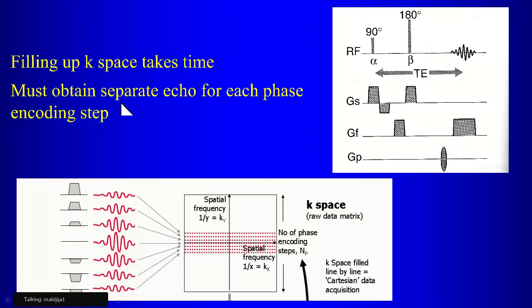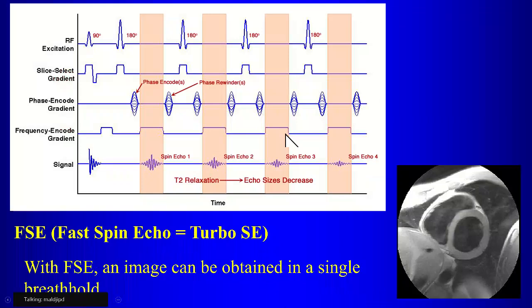So filling up K-space takes time because we have to obtain a separate echo for each phase encoding step, right? So it's all of the phase encoding steps that we have to go through that takes up the time to fill up K-space. And if you have, like we said, 256 pixels in the phase encoding axis, that's going to require 256 phase encoding steps. So how can we speed up that process? Well, one way of doing that is by changing the sequence to what is called fast spin echo.